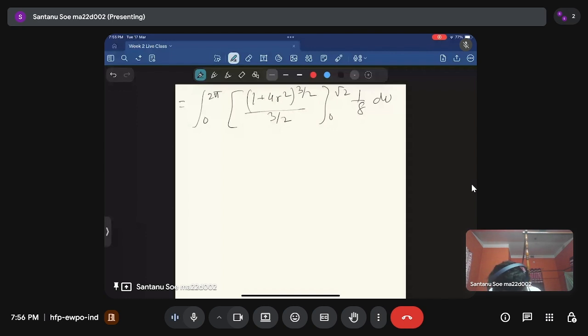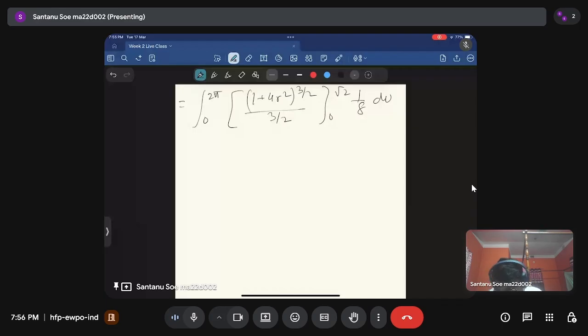So 26 by 12 into 2 pi. So this is 1 by 12 into 26 into 2 pi. So this is 13 pi by 3. So yeah, this should be the answer. Okay, so I hope this is clear.